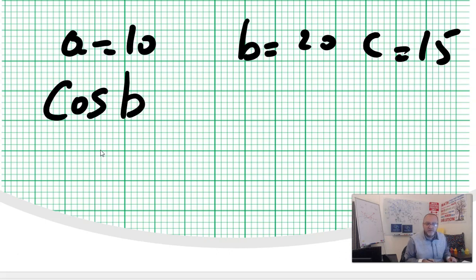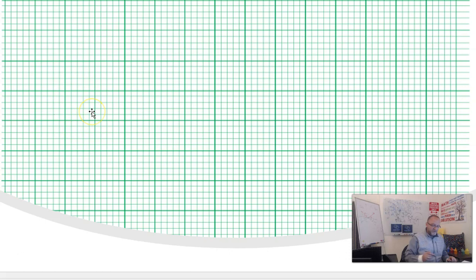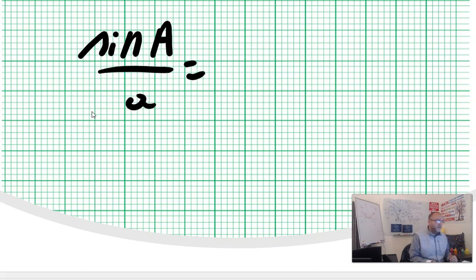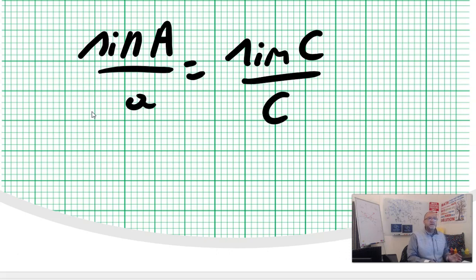Because if you start with the cosine of C, you're going to make the same mistake, but I also wanted to make another mistake for you. First, if you're not convinced, let's use the law of sine again. Let's say sine of A divided by A equals sine of C divided by C, because this is very easy.